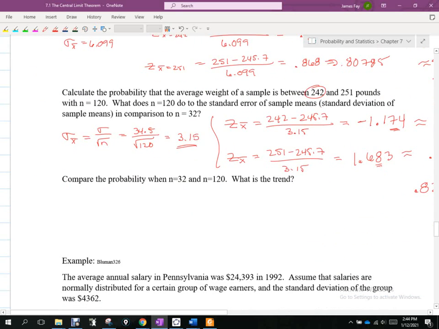It says compare the probability when N is 32 and N is 120. What's the trend? Higher probabilities. We can be more, essentially, we're talking about confidence levels. In a couple days, that idea is going to essentially allow us to be more confident in our results.